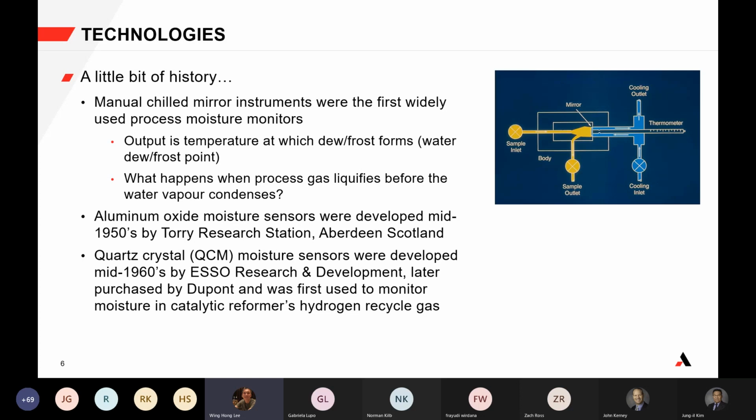Aluminium oxide sensors first came into the picture in the 1950s. Quartz crystal or QCM sensors were developed in the mid-60s by Esso R&D, later purchased by DuPont, and were first used to monitor moisture in catalytic reformers' hydrogen recycled gas.